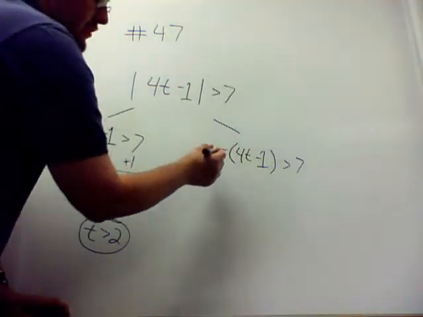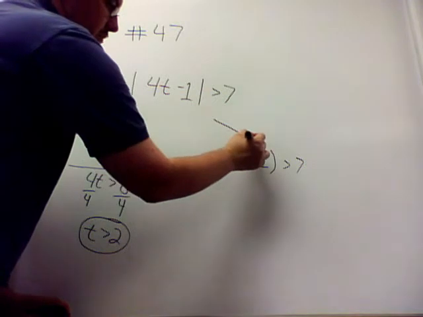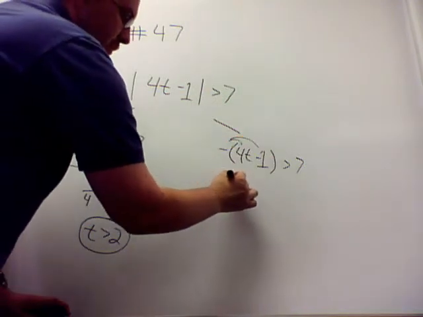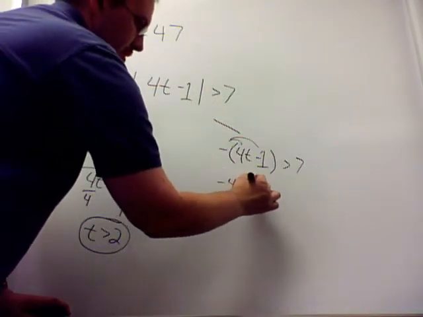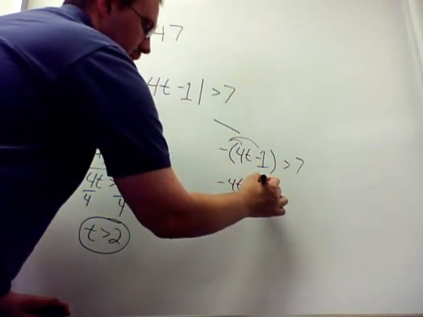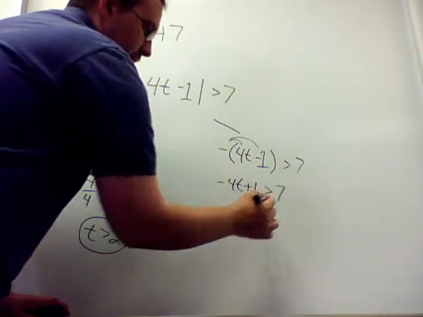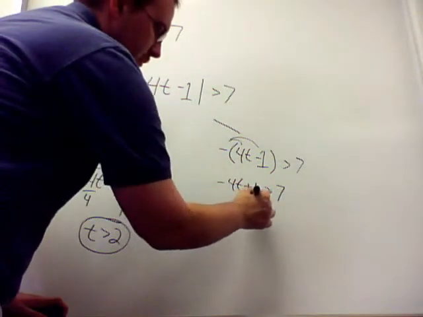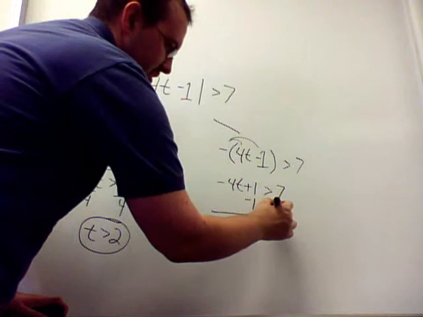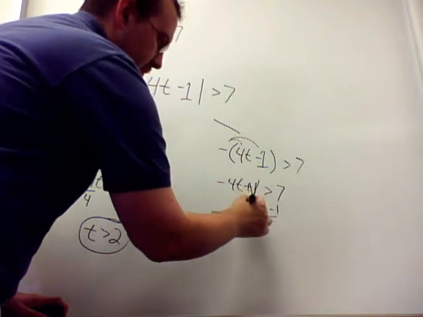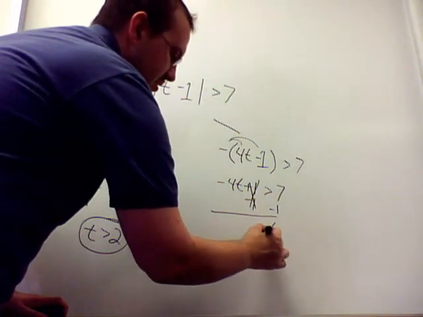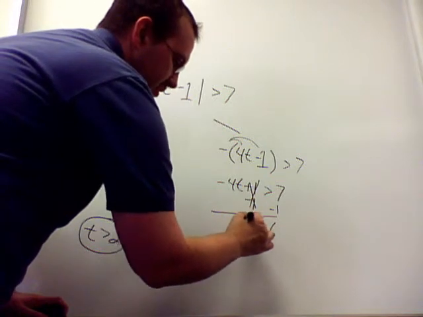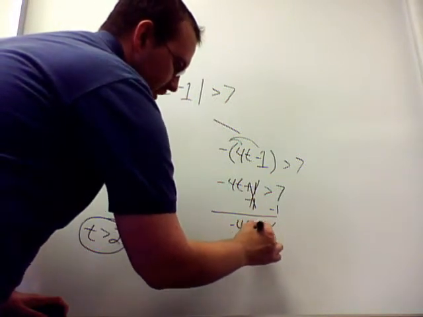Now we're going to distribute the negative sign on this one. We have negative 4t plus 1 is greater than 7. Okay, now we're just going to solve this one. Subtract 1 from each side. That gives us 6. Negative 4t is greater than 6.